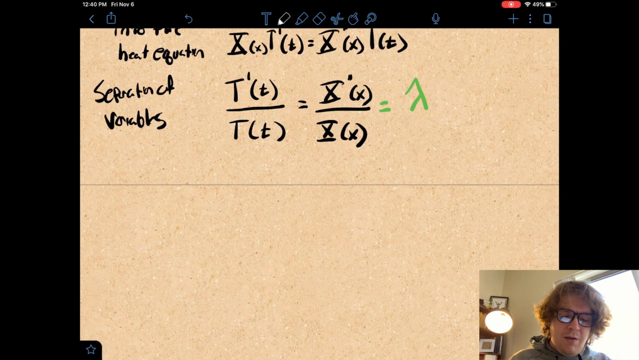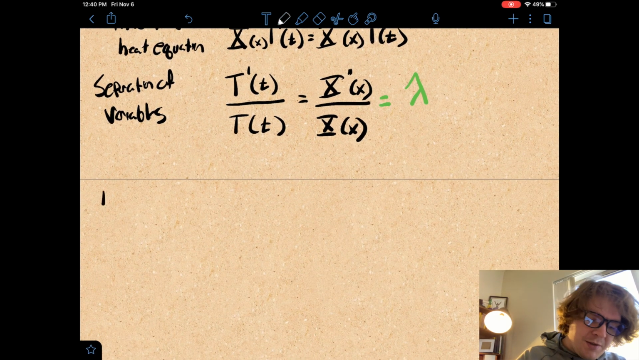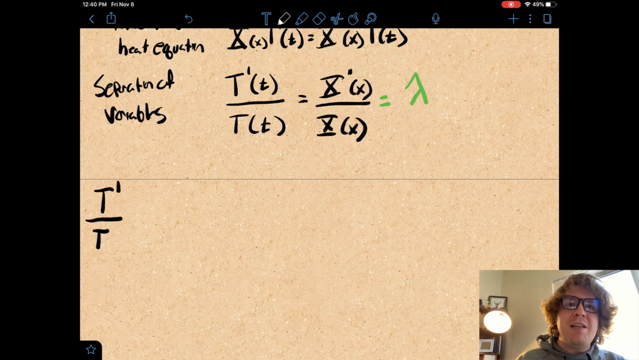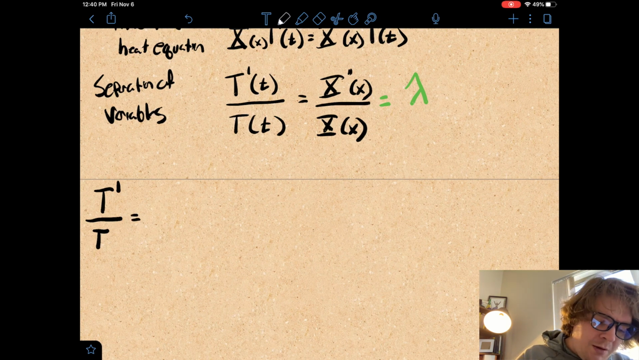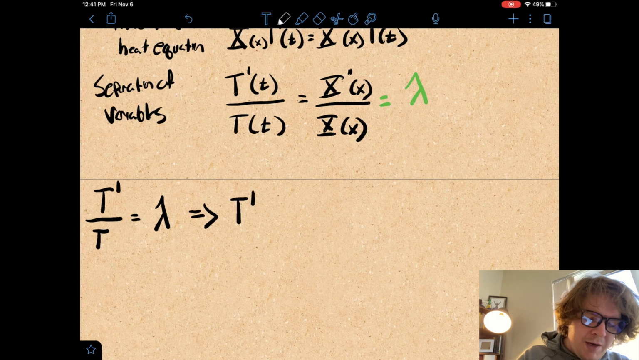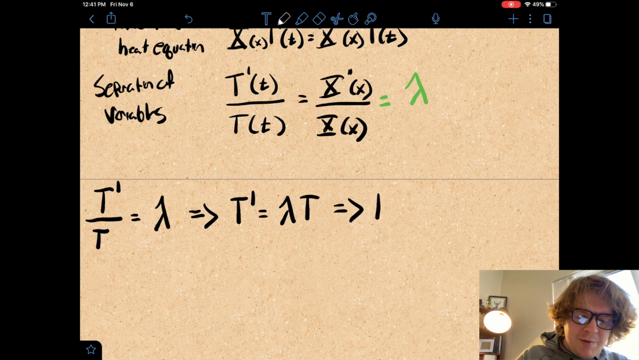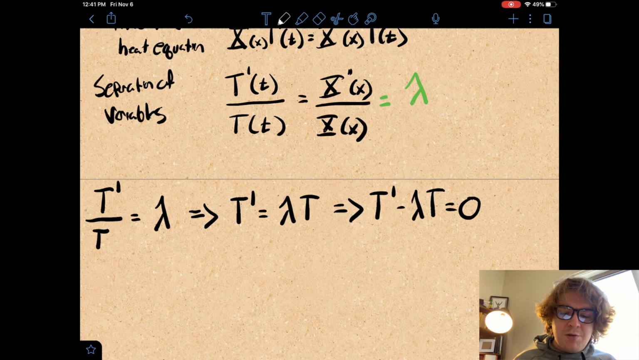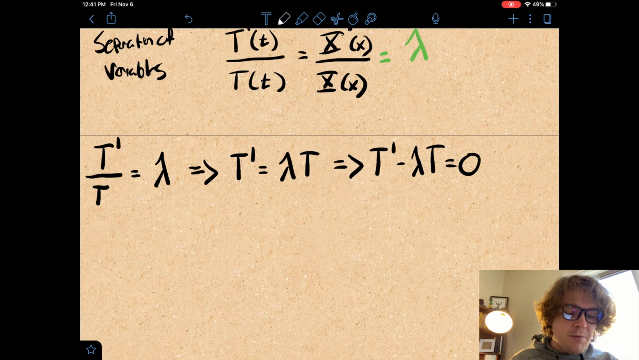All right. So from here, what we really have is two equations. We have T prime over T, and I'm going to ignore the of t's and the of x's from this point forward, is equal to lambda. Well, if we multiply both sides by T, we end up with T prime equals lambda T, and if we subtract lambda T from both sides, we have T prime minus lambda T equals 0. That right there is an ordinary first order linear differential equation with constant coefficients. That should be a fairly simple differential equation to solve.